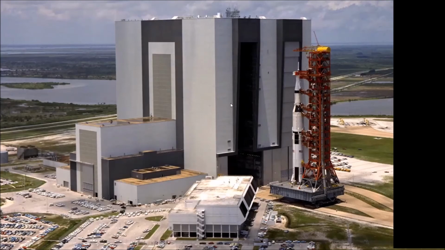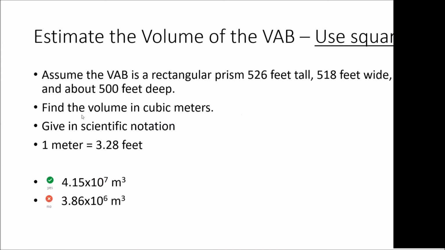Anyway, let's do another question on the volume of the vehicle assembly building. Ignore the "use the squares" thing. We need to find the volume of the vehicle assembly building, and that'll be a lot easier if I can find my piece of paper that has all the answers on it. And I don't know where that is. I have a video on it. I think I misplaced that piece of paper when I made the video.